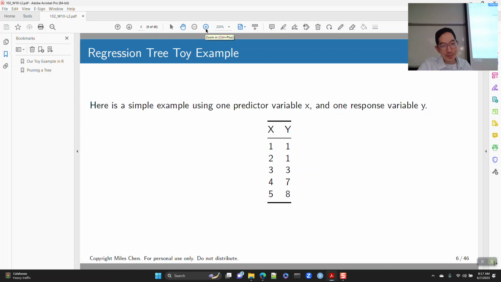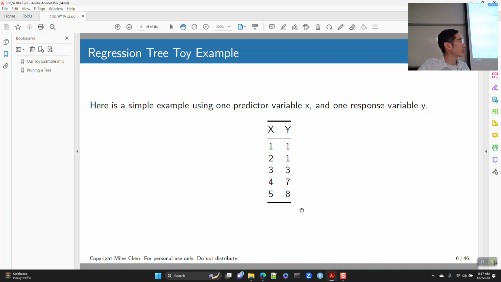Okay. Well, anyway, what we're going to do is create a regression tree ourselves for this very, very simple toy data set, just to illustrate. Our X values are 1, 2, 3, 4, 5, and our possible values for Y are 1, 1, 3, 7, and 8.